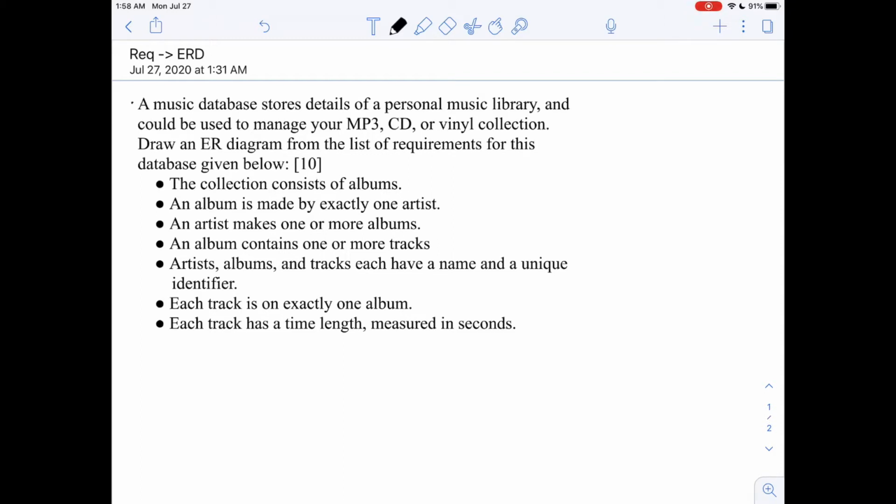Okay, then let me read this. It says an album is made by exactly one artist. So clearly this means that there is a relationship between album and artist, and between whom does a relationship exist? Between entities. Therefore album must be an entity, right? So who makes an album? An artist makes an album. So let me write artist here.